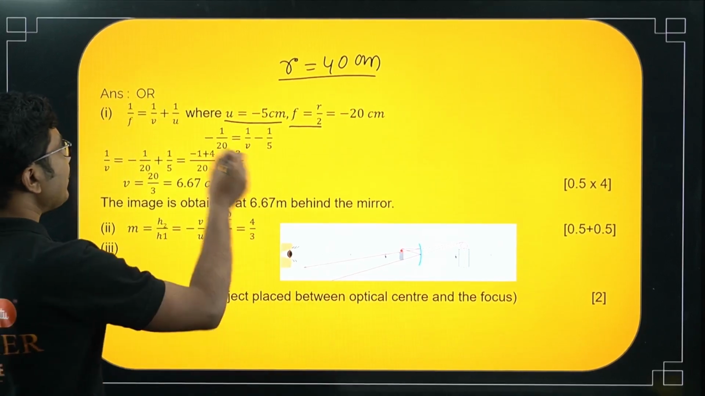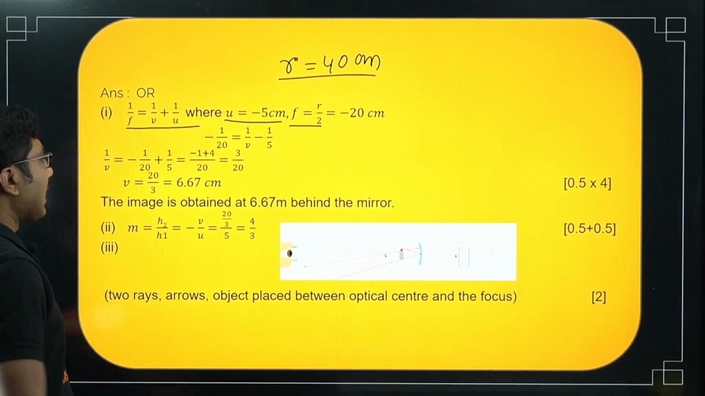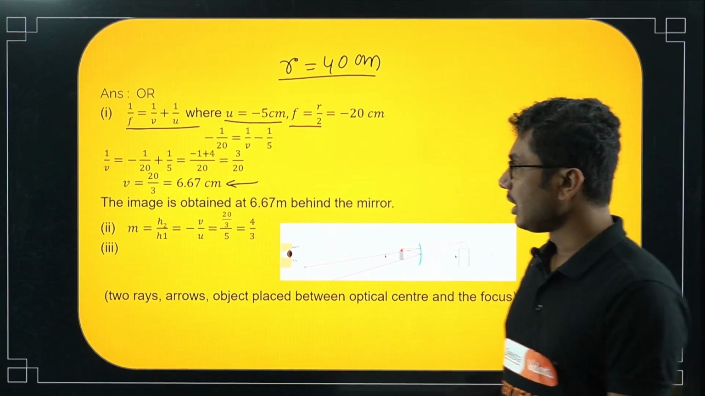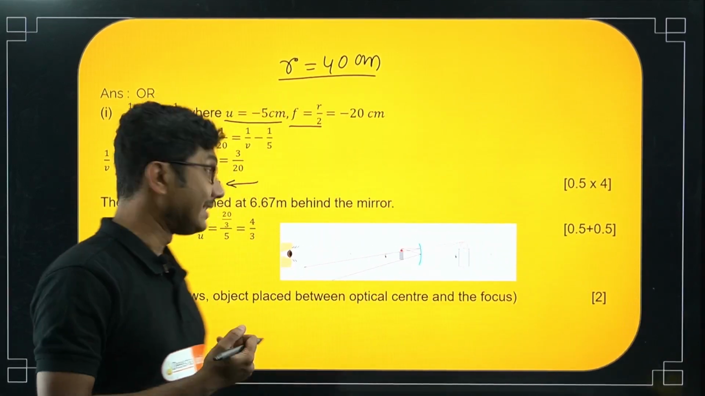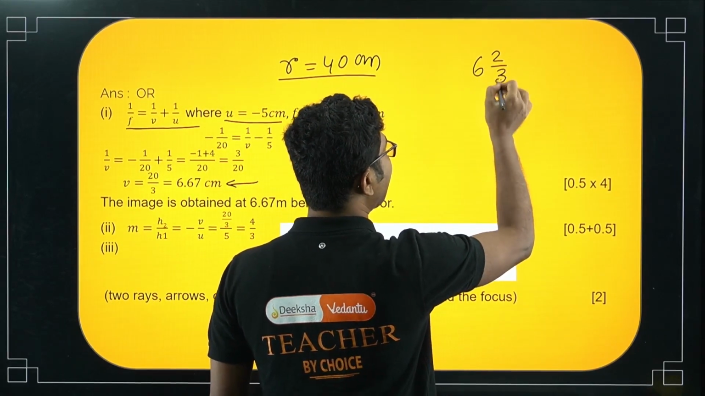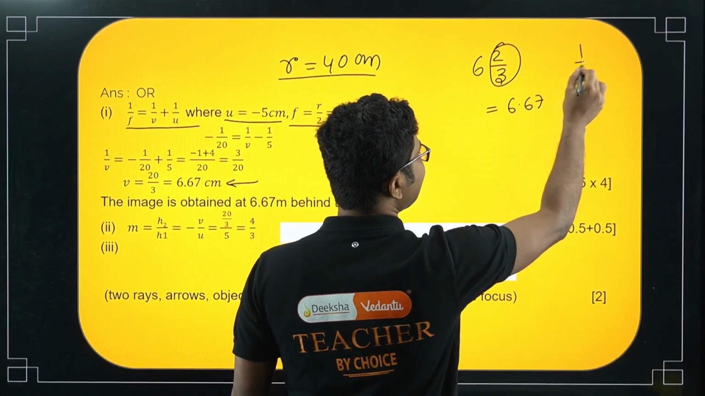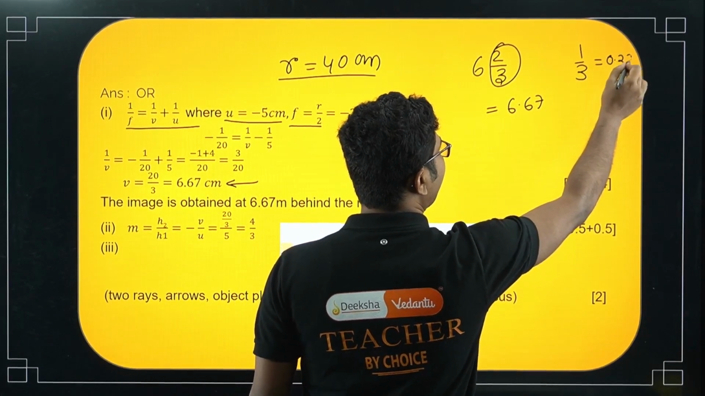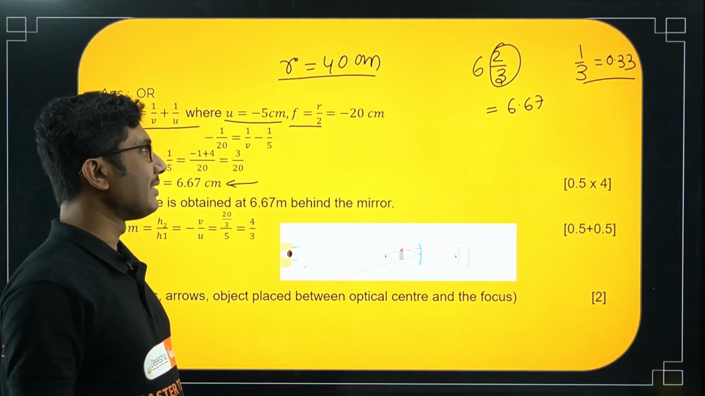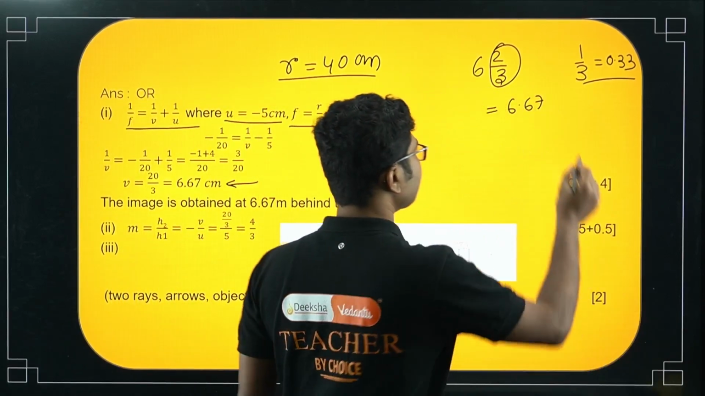Now you use the mirror equation, 1 by f is equal to 1 by v plus 1 by u. Calculate v, which will come out to be 6.67 centimeter. 20 by 3 means 6 into 2 by 3, and 2 by 3 is basically 0.67. 1 by 3 is 0.33. You have to remember these values. 2 by 3 is approximately 0.67, 0.66666, but approximated to be 0.67. So this is the v.